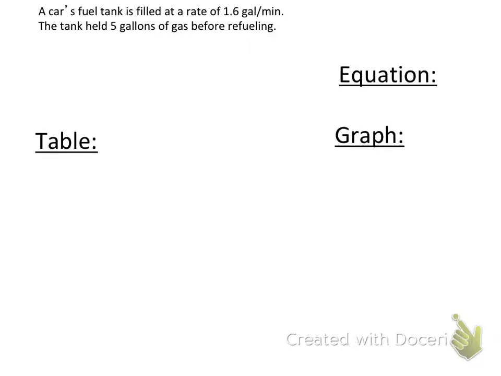Okay, a car's fuel tank is filling at a rate of 1.6 gallons per minute. The tank held 5 gallons of gas before refueling. So what's my starting amount? 5 gallons. 5. And I'm adding what? 1.6x. What does x stand for? Per minute. And what do you think the y stands for? How much gas in total. Right. So y is my volume of gas.